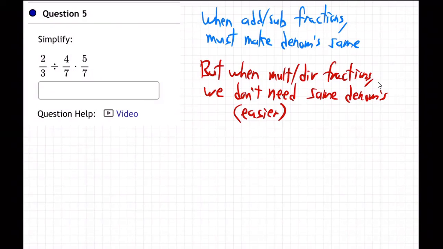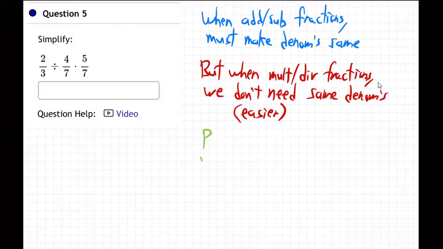Does that make sense? Everybody good with that? Yes. That's important that you know that. So when you take the exam, they're going to be all mixed up. And so you're going to need to keep all that straight, the difference in those rules. So it's only when you're adding, subtracting fractions that you have to make denominators the same. If you're multiplying, dividing, it's not required. Okay, so what do you do then? Well, you just follow the PEMDAS.